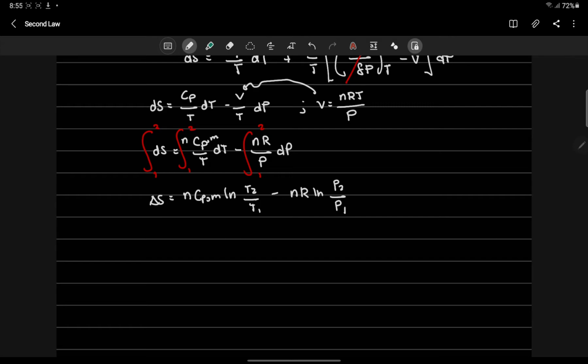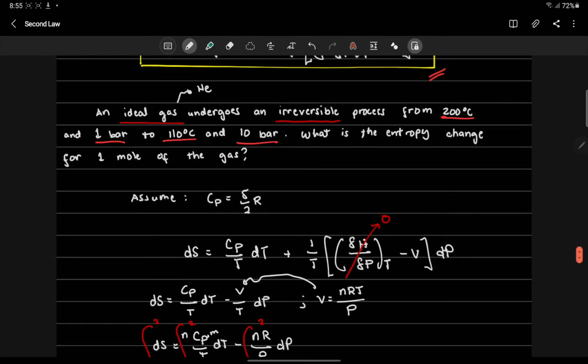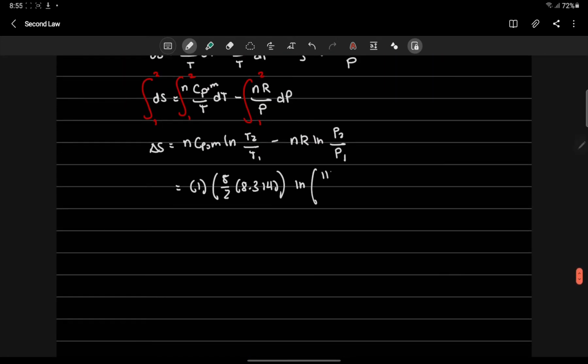Now we can substitute the values that we have. So n is equal to 1 mole. Cp is, inassume natin na 5/2 R. So yung R natin is 8.314 joules per Kelvin mole. ln of, ano yung mga temperature natin? So T2 is 110 degrees Celsius, add 273 kasi gusto natin absolute. And then 200 naman yung T1 natin.